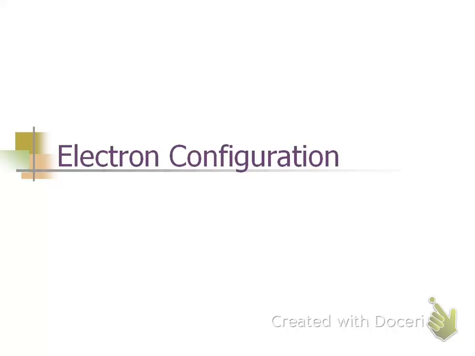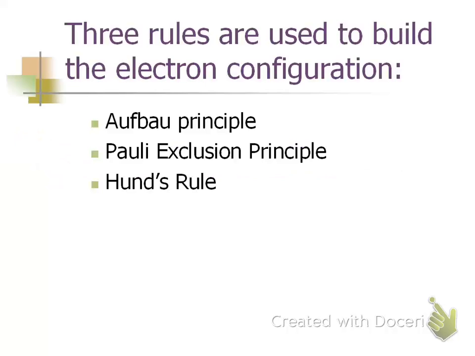Okay, so today, electron configuration. Hopefully by the end, you understand how they come about and how to do them, okay? There are 3 rules that are used to build electron configurations. These 3 rules, as I describe them, will tell you how to do electron configurations. It's the Aufbau principle, the Pauli Exclusion principle, and Hund's Rule.